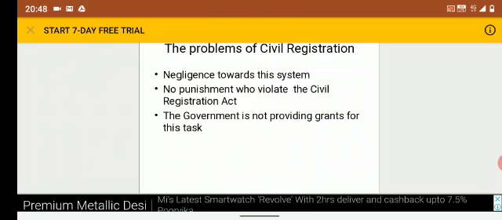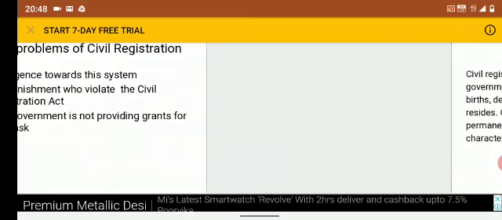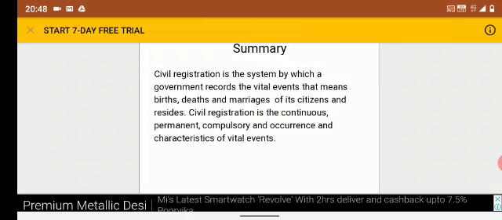And the government is not providing grants for this task. Apart from the work assigned by the government, the sub-registrar, the district registrar, the Gram Panchayat, the Nagara Sabha, the Purasabha, and the Pattana Panchayats are doing civil registration along with their regular work. It is a huge and very tough task, and the government is not providing a grant or honorarium for it.